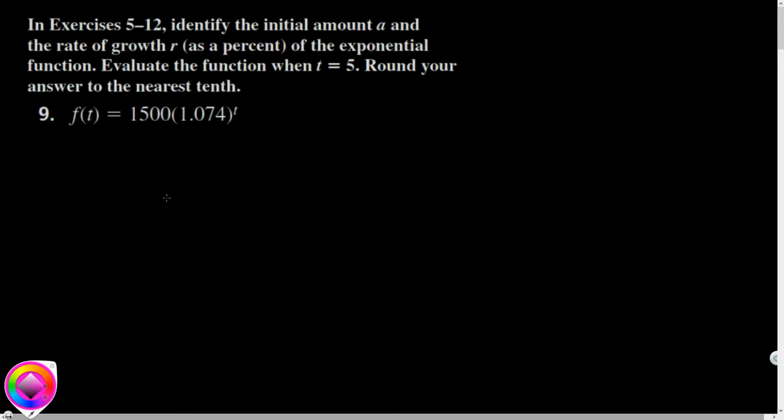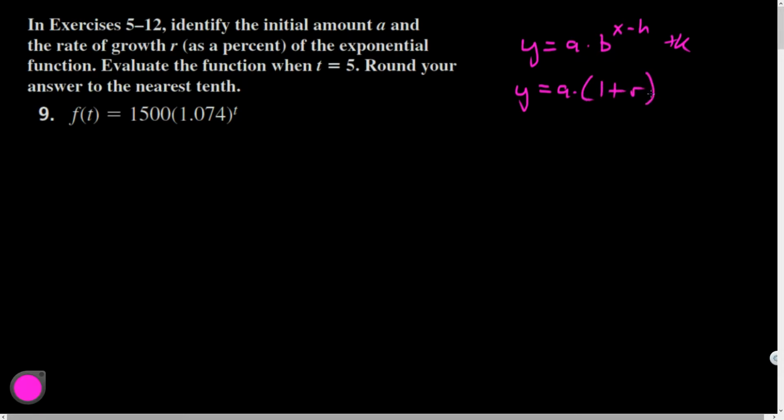We've been talking about exponential equations and exponential growth and decay. Exponential equations are of the form y equals a times b to the x. Sometimes we have a minus h and a plus k thrown on that if we translated the graph. And yesterday we had this equation, y equals a times 1 plus r to the t. So this is exponential growth, and if it's a minus r, then it was decay.